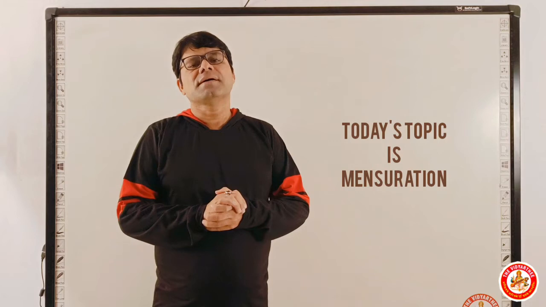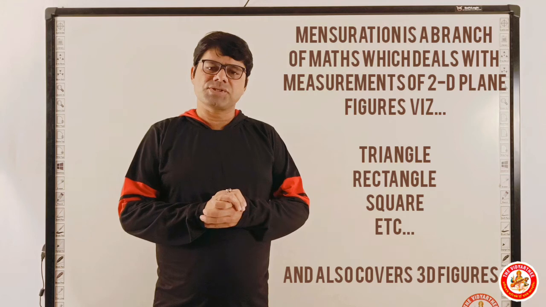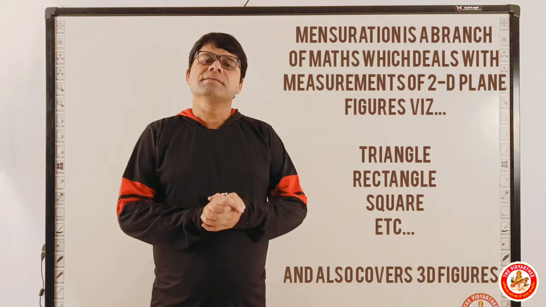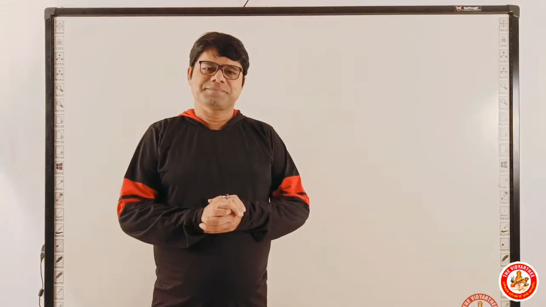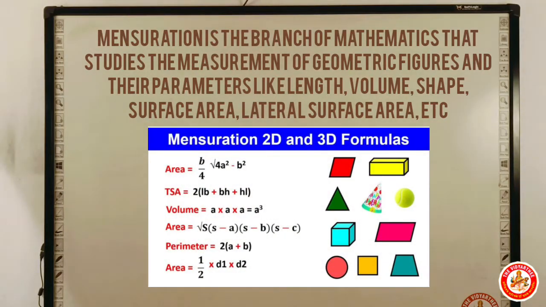Mensuration is a branch of mathematics which deals with measurement of various dimensions of plane figures and three-dimensional figures. Now plane figures are the two-dimensional figures. As I mentioned, mensuration is a branch of mathematics that studies the measurement of geometric figures and their parameters like length, volume, shape, surface area, lateral surface area, etc.